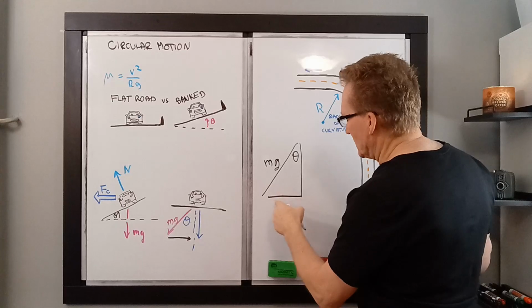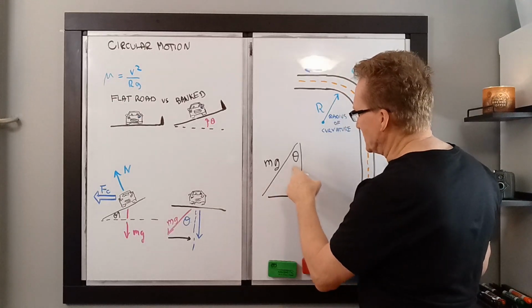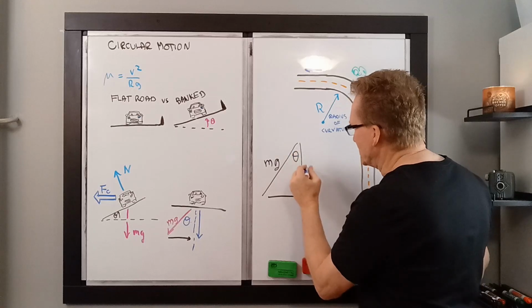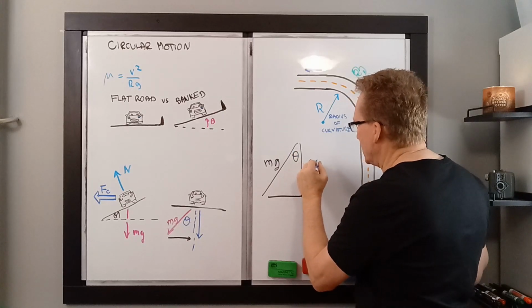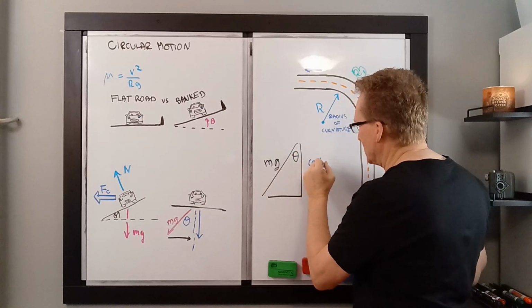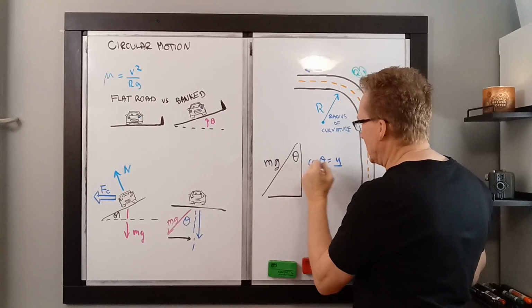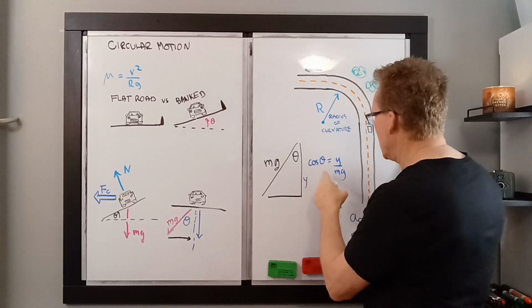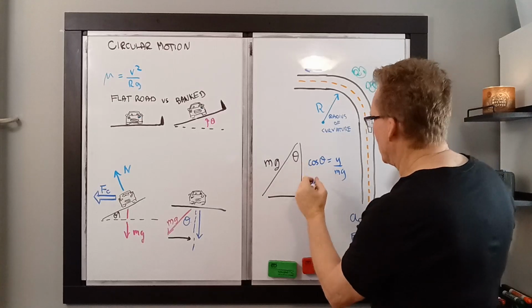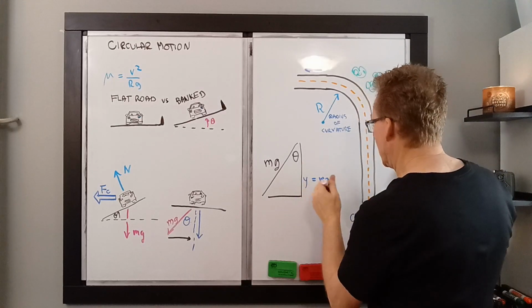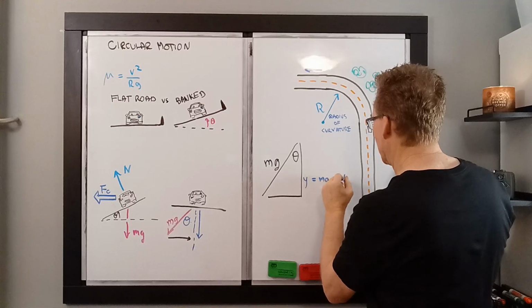And then we have this, you notice, is the opposite, and this is the adjacent, if you remember using your triangles. So this one over here, since this is the adjacent, that would mean the cosine of this angle is going to be equal to this y value, y divided by mg. Which means we could put mg over here, and we could say y is equal to mg cos theta. There we go.